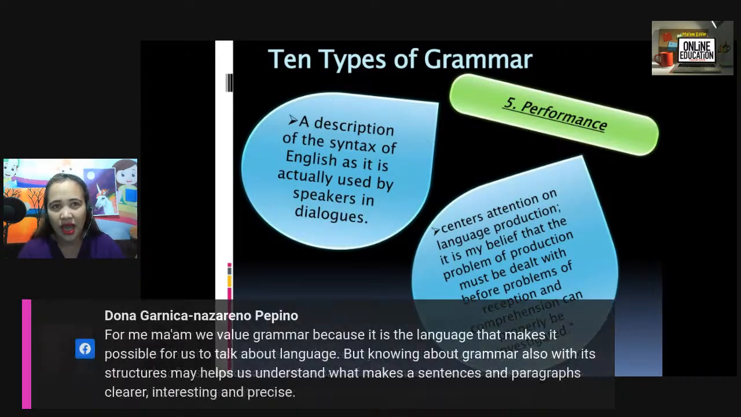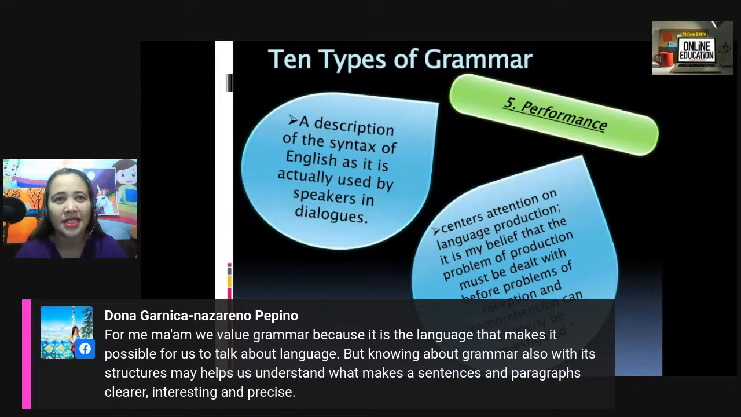And Sharina and Donna, we have here, for me, ma'am, we value grammar because it is the language that makes it possible for us to talk about language. But knowing about grammar with its structures may also help us understand what makes sentences and paragraphs clear, interesting, and precise. Okay. Yes, thank you so much for that, Sharina and Donna. So thank you.